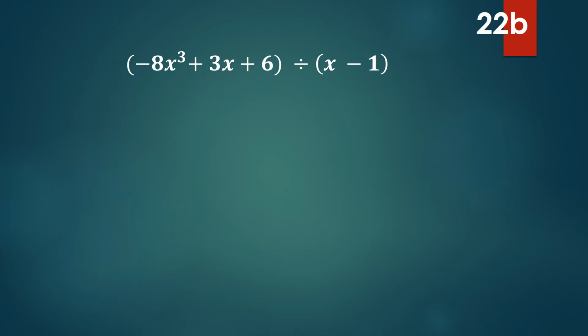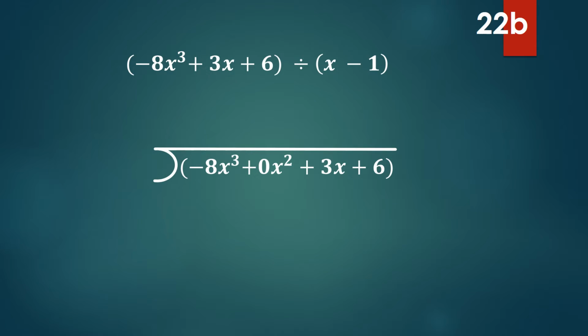So you're missing a term of degree 2, so you have to fill that in when you're doing this type of long division. So you have to put 0x squared. If there's none, you have to put 0x squared in your dividend. So you haven't changed anything, you just added 0. Negative 8x cubed plus 0x squared plus 3x plus 6 in your dividend, and then your divisor is x minus 1.